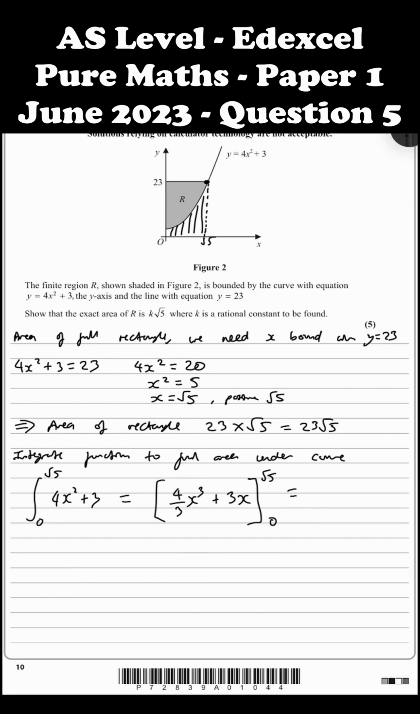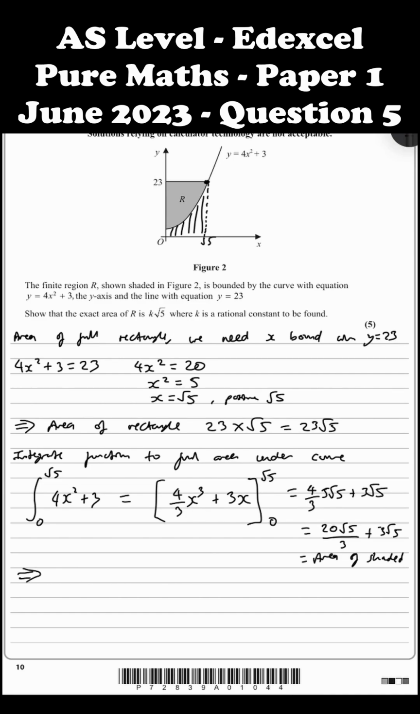If we put these numbers in, so root 5 cubed is just going to be 5 root 5, so we're going to get 4/3 of 5 root 5 plus 3 root 5. Now, you would then do the lower bound, but for this it's 0, and when 0 goes into the x cubed term and the x term, we get nothing, so we don't need to worry about that. So this will simplify to 20 root 5 over 3 plus 3 root 5, and that is the area of shaded region.